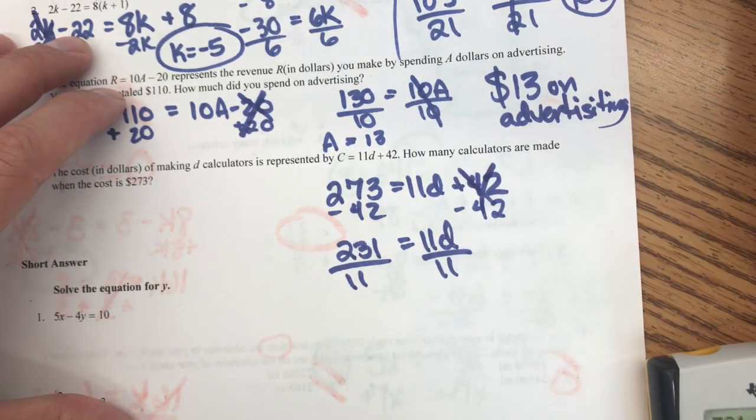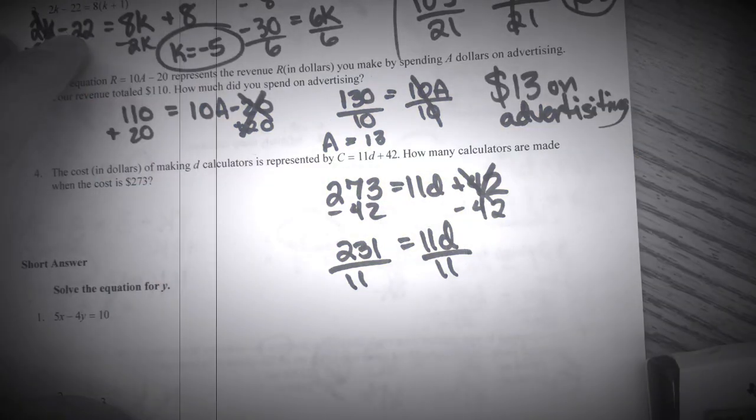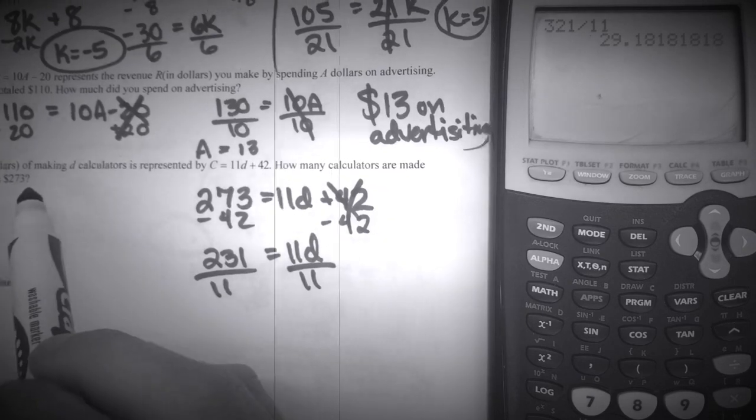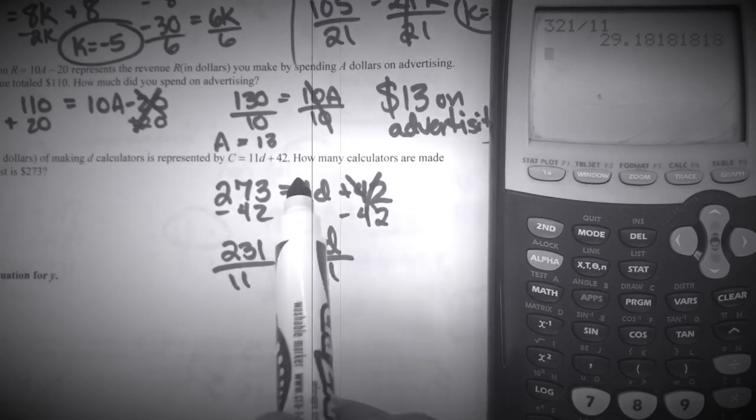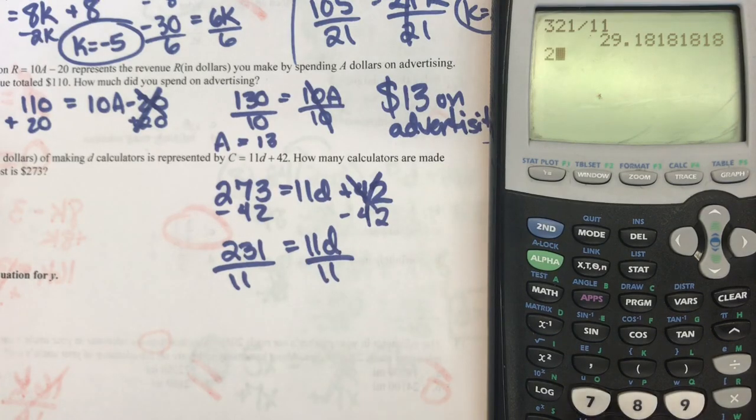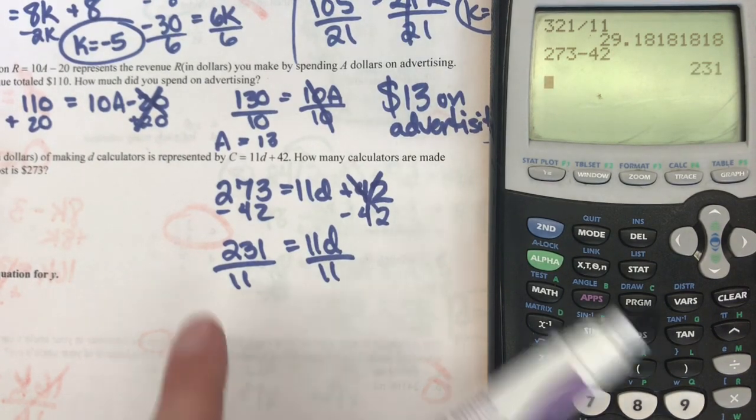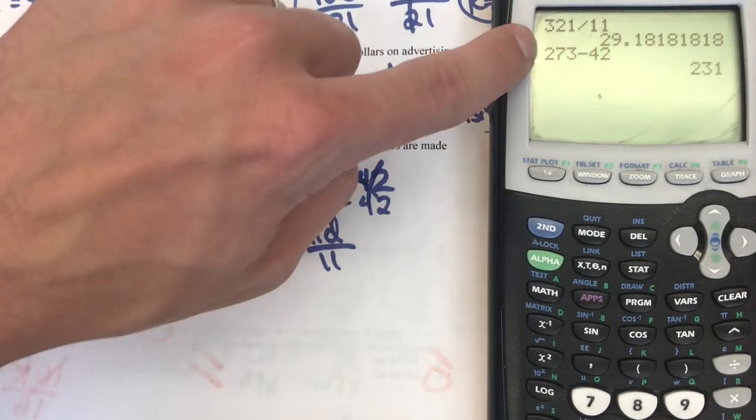No. What did I do? Did I make a mistake? Sorry for the pause. No, I didn't make a mistake. Alright, so I had 273 minus 42. 273 minus 42 equals 231. No!